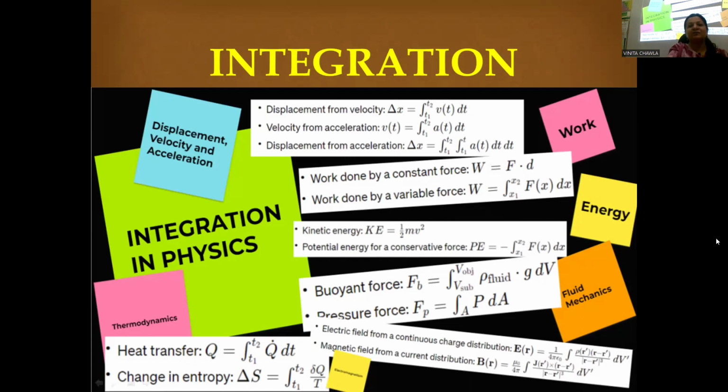Okay? So you can see, as we have a number of examples here, displacement, velocity, and acceleration, these are used. In work done by constant force, we can find work done by variable force using integration. We can find potential energy for a conservative force. You can see the integration symbols here. Buoyant force, pressure force, heat transfer, change in entropy, electric field from a continuous charge distribution, magnetic field from a current distribution. So we have a long list of formulas where integration symbols or integration is used, and this is the reason we study integration in physics.